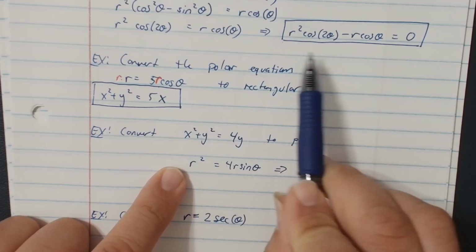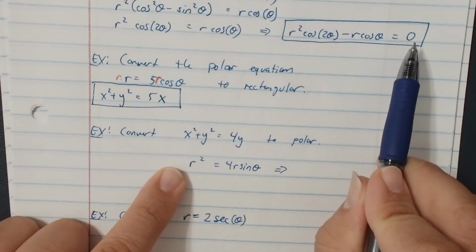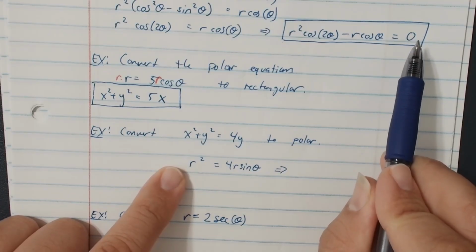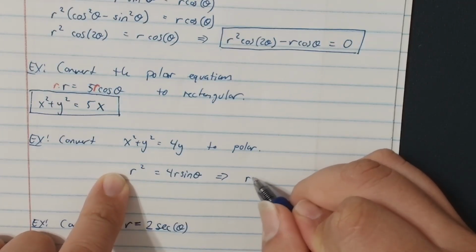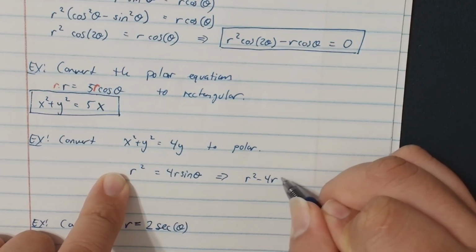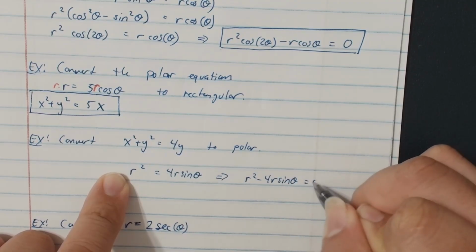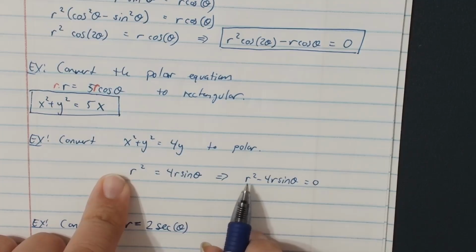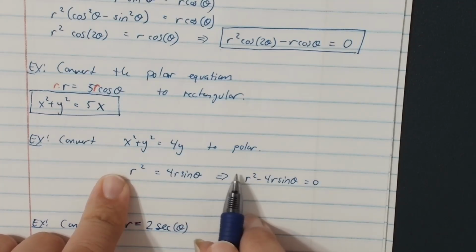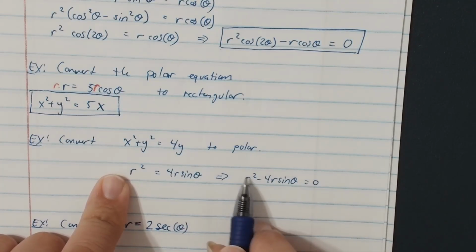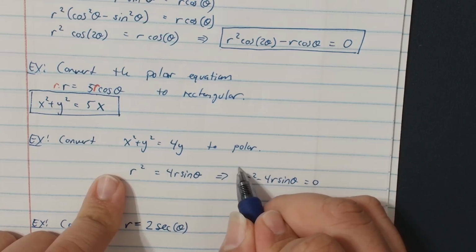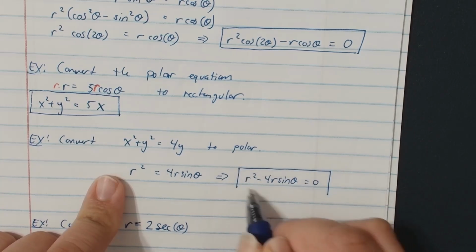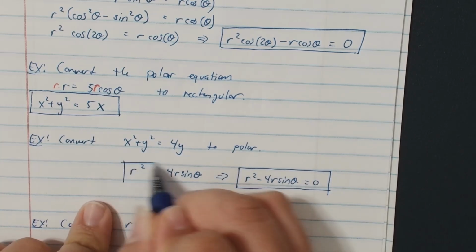However, a lot of times we care to rewrite things so that everything's together on one side of the expression. So here we write r squared minus 4r sine of theta equals 0. Some people like to factor out the r, so they get r times r minus 4 sine theta equals 0. That's kind of unnecessary, but some people like to write it that way. Really, either of these would be acceptable.